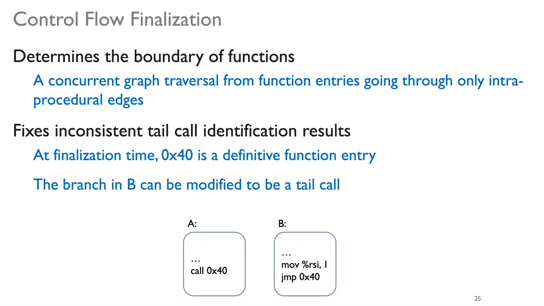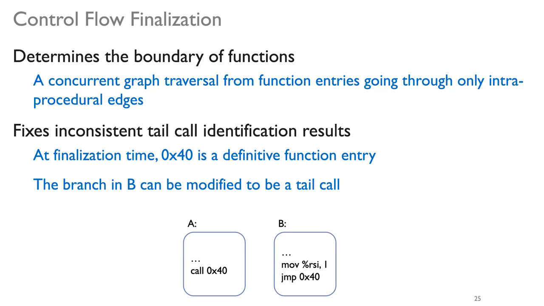Finally, we briefly talk about control flow finalization. Control flow finalization determines function boundaries, which can be done with a concurrent graph traversal from function entries going through only intra-procedural edges. Control flow finalization also fixes inconsistent tail call results.